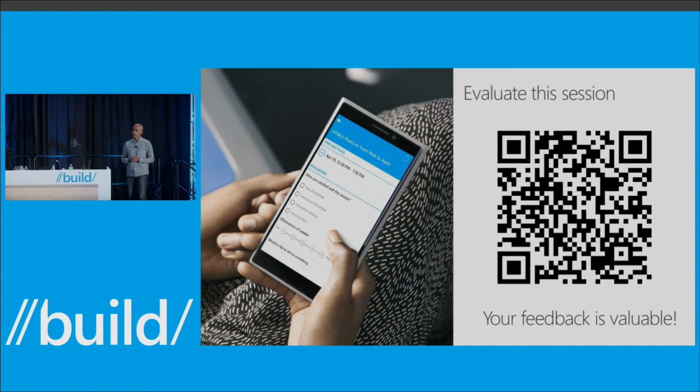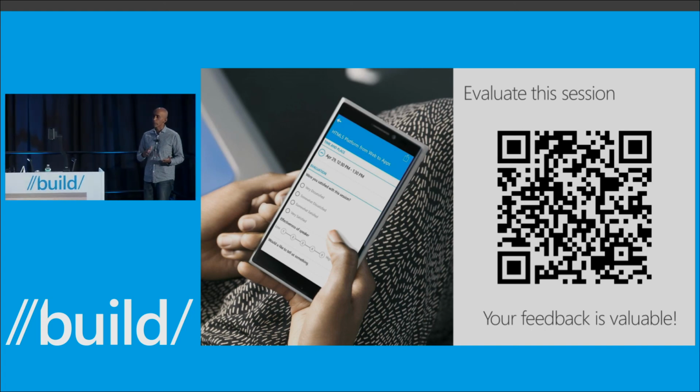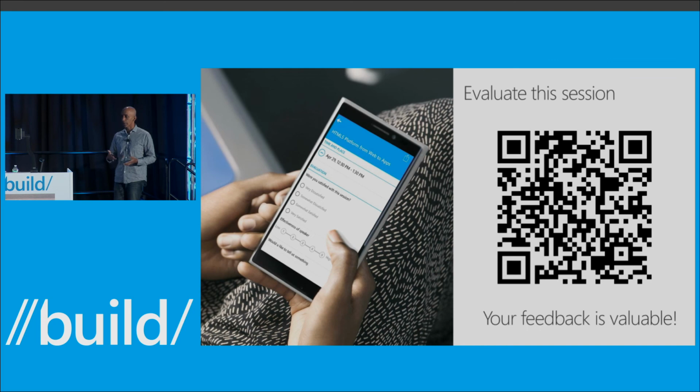So I have one question. Do you have any plan for supporting the Win32 API? I'm sorry, I didn't get the question. So Win32 native app, any plan for that? So right now, this functionality is available for Universal Windows apps. Win32 is something we are looking into.